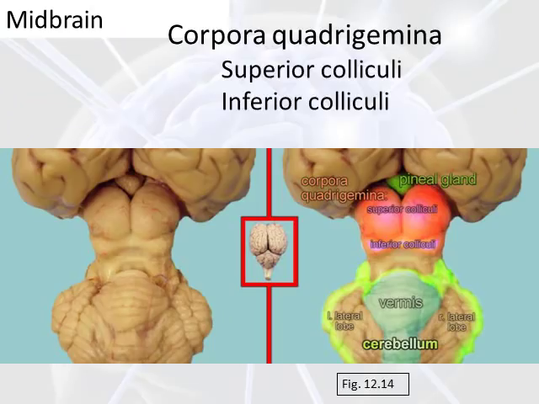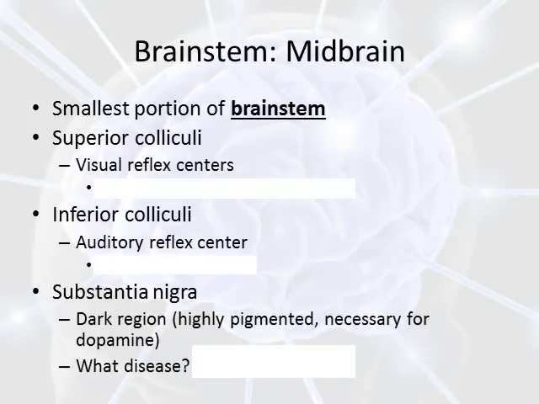The next part of the brainstem is called the midbrain, and the midbrain has these 2 separate sections. One is called the corpora quadrigemina, and that is made up of 2 different sections: the superior colliculi and the inferior colliculi. It's called corpora quadrigemina, so that means there's 4 portions here. There's 2 superior colliculi and 2 inferior colliculi. We'll talk about what those do in a second. This is the midbrain.